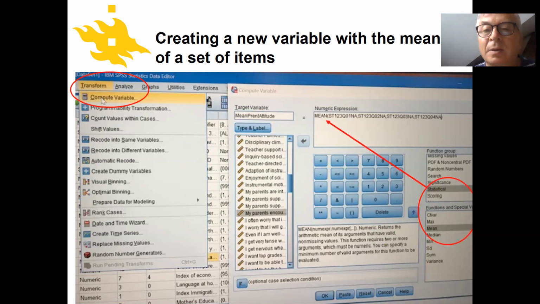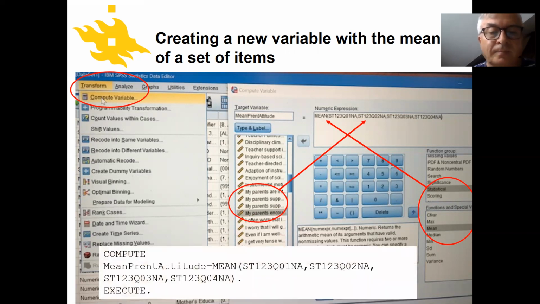Compute. Find the correct or most useful function and select the variables into it. That's the idea. That's what it looks like when you press OK.